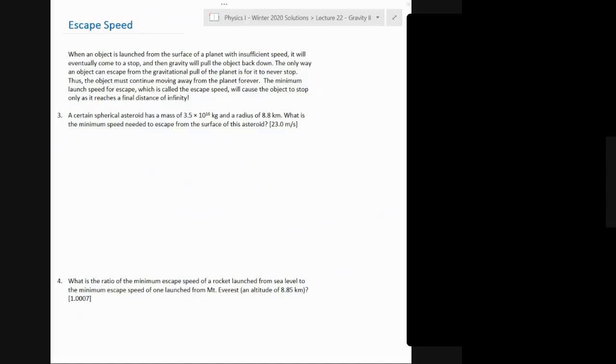Okay, so that last line is really important. It will stop, so the V final is 0, and the final distance, so that would be the R final, is infinity. Okay, so the V initial is the escape speed if the V final is 0 and the R final is infinity. So that's the key here.